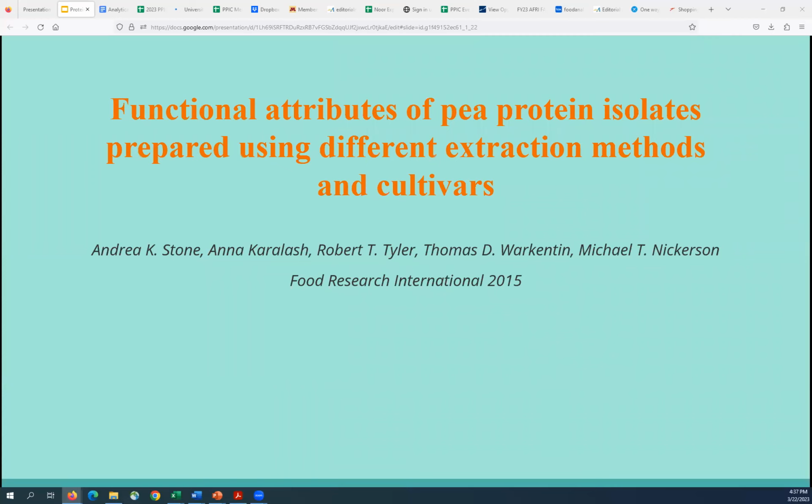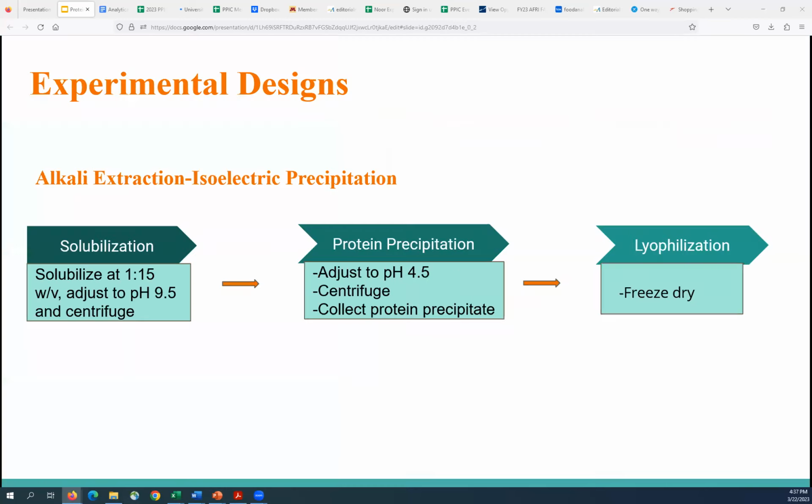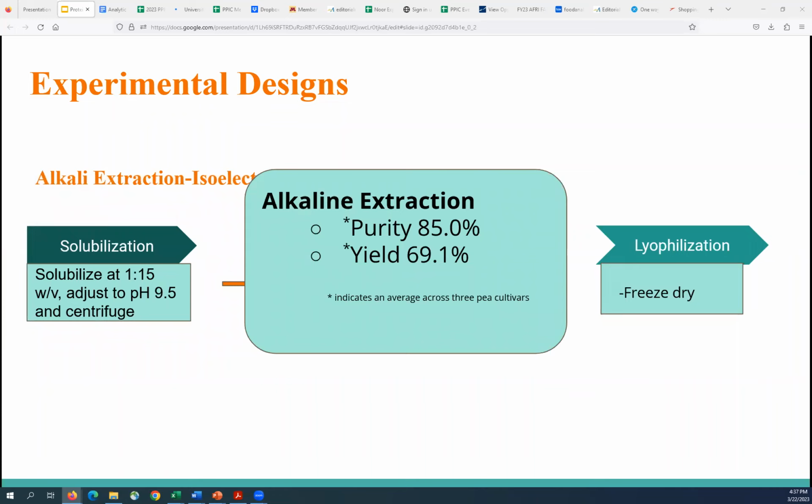Next comes the second article: Functional attributes of pea protein isolates prepared using different extraction methods and cultivars. Here we have three methods. The first one is alkali extraction, isoelectric precipitation. The key point here is that we have to use pH solubilization, then pH precipitation, and freeze drying. We learned in class that the pI is around 4.5, and that's why the author has used that value. For alkaline extraction, the purity is around 85% and the yield is around 69%.